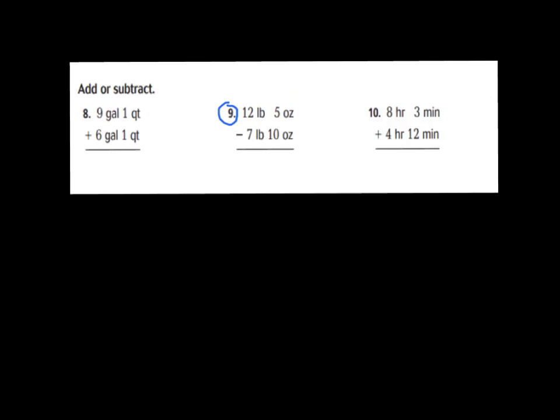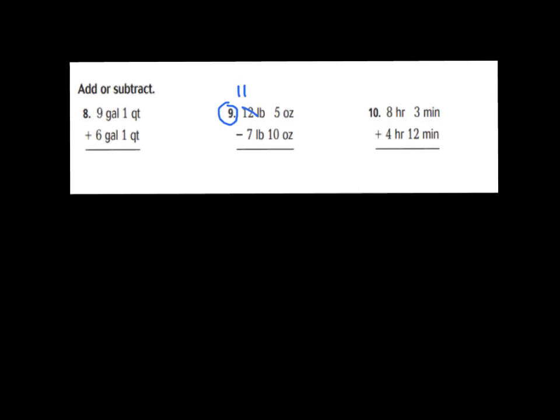Because if you look at this question, you can see that I have 5 ounces minus 10 ounces. I can't take 10 ounces from 5 ounces without regrouping from my 12 pounds. So let's go ahead and cross out our 12 pounds and make it 11 pounds. But I will have to regroup. I took away a pound. I must make a pound with my ounces. Therefore, I will have to add 16 ounces to my 5 ounces. 16 plus 5 is 21 ounces.